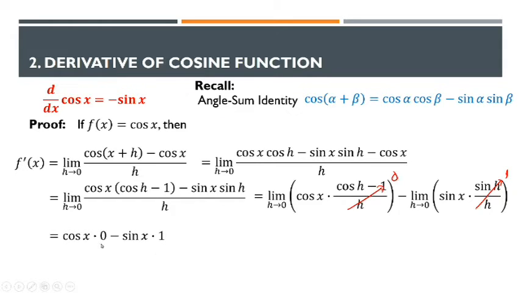So cosine x times 0 minus the limit of sine x, so sine x times 1. So what will remain? So this is 0 since naka-multiply sa 0. So what will remain is negative sine x. Thus, the derivative of cosine x is negative sine x.